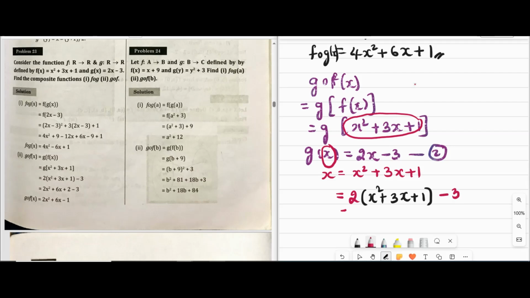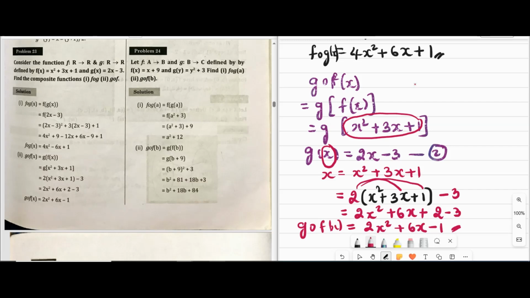Remove the bracket, it will be 2 into x square, 2x square plus 2 3s are 6x, multiplying 2 into 3, 6x, plus 2 into 1 is 2 minus 3. So the answer will be 2x square plus 6x plus 2 minus 3 is minus 1. So this is your gof of x. This is how you find fog and gof. Same way you can find for this also. We'll move on with the next one.